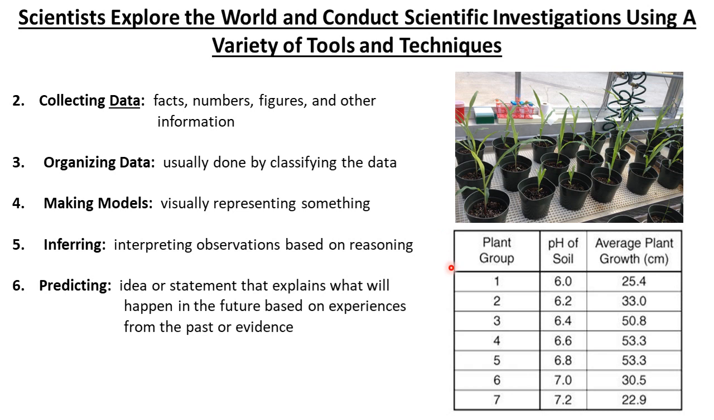So what can we do with this particular data set? Well, we can make what we call inferences. So inferring is interpreting observations that are based on reasoning. Okay, so I can infer from this data that the best pH to grow our plants in is going to be a pH of 6.6 to 6.8. That will give me the best plant growth for this particular type of plant.